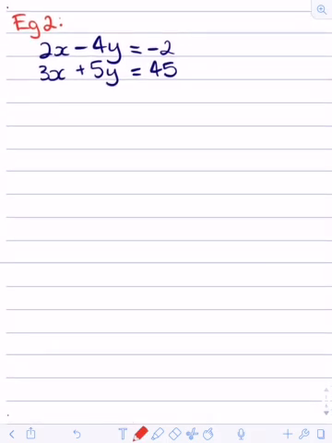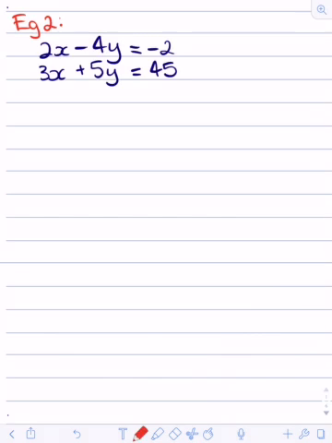Example 2 is 2x minus 4y equals minus 2 and 3x plus 5y equals 45. Now I cannot multiply the top by anything to make it the same as the bottom, or a whole number, sorry. So the easiest thing to do here is to find either for the x values or the y values what is the lowest common multiple for both of them? So if I look at the number 2 and the number 3, what can I times 2 by and 3 by to get them the same? So if we look at both of them in contrast, making them into 6 would be the easiest option.